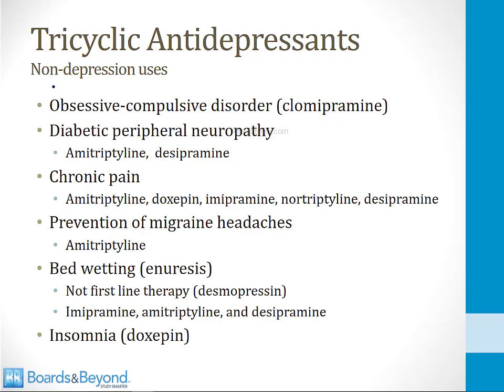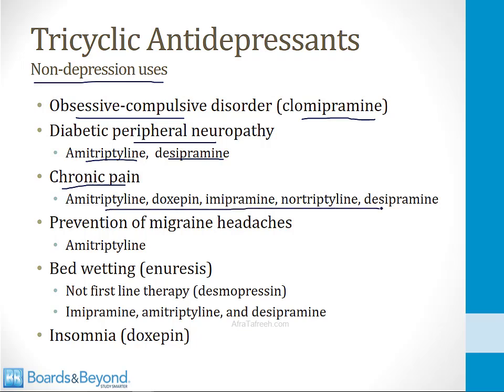Now, as I told you before, tricyclic antidepressants are rarely used in the modern era to treat depression, but they do have a number of non-depression uses that you may still see clinically. Clomipramine is a tricyclic antidepressant that is sometimes used to treat obsessive-compulsive disorder. There are two tricyclics, amitriptyline and desipramine, which can be used to treat diabetic peripheral neuropathy. Patients who have chronic pain syndrome sometimes see improvement of their functioning and overall pain level with a number of tricyclic antidepressants. All the ones I've listed here on the slide can potentially be used. Amitriptyline is sometimes used to prevent migraine headaches.